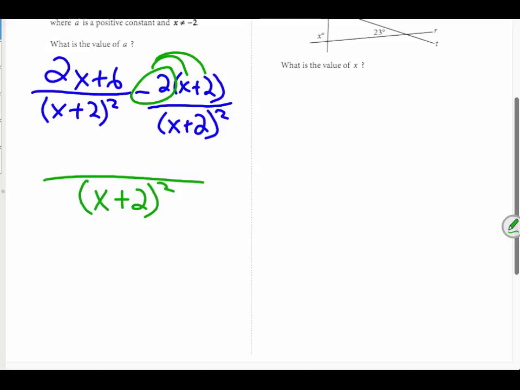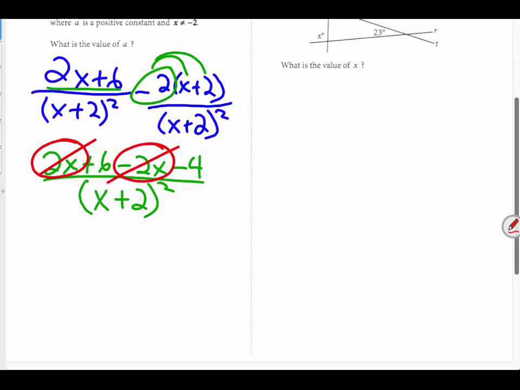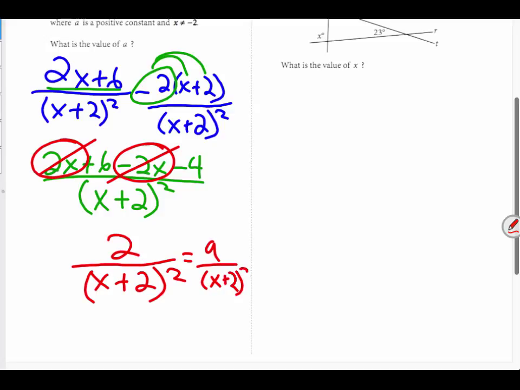So I have 2x plus 6. That's just writing that down. Then I'm going to say negative 2 times x. All right. Then negative 2 times positive 2 is negative 4. Okay, good. So far, so good. When I have a 2x and a negative 2x, those two cancel. That equals 0. And then I have 6 minus 4, which is 2. So I have 2 all over the quantity x plus 2 squared. And remember, they said that this should be a over x plus 2 squared. So then a must equal 2.